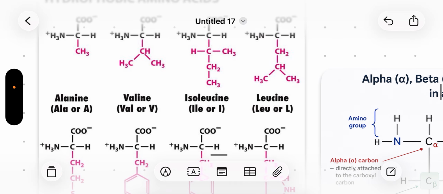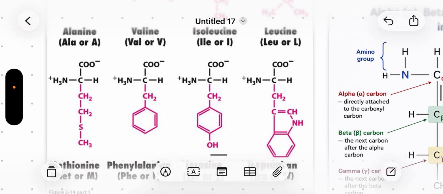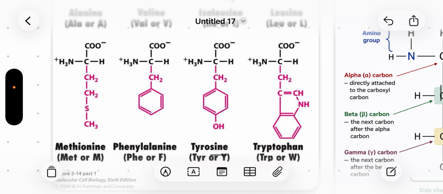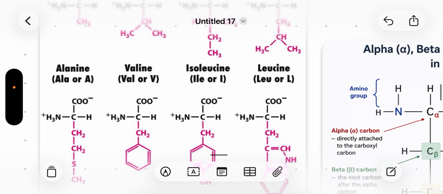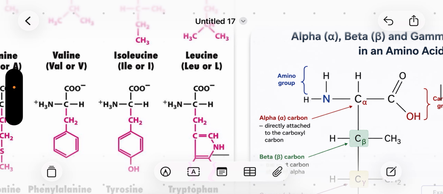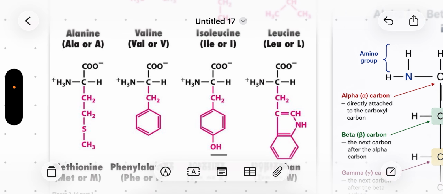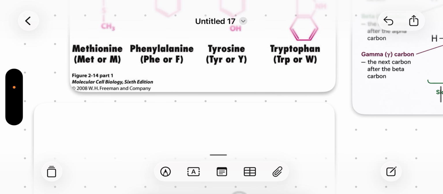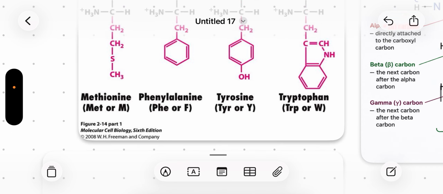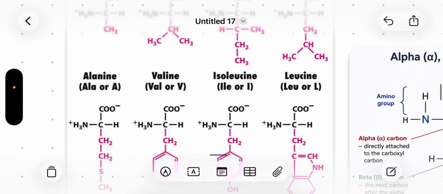So when we see this alanine, valine, isoleucine, leucine, and this methionine, phenylalanine, tyrosine, and tryptophan, all have such type of hydrophobic side chains. Okay, this is about this one. Now we are going to understand how this sodium dodecyl sulfate can denature the protein.